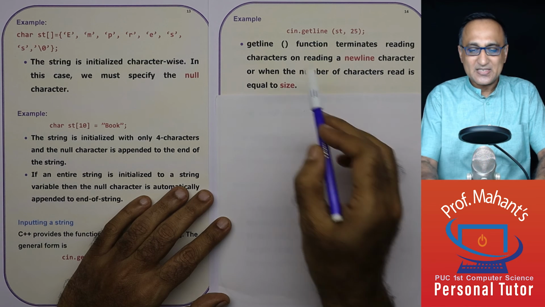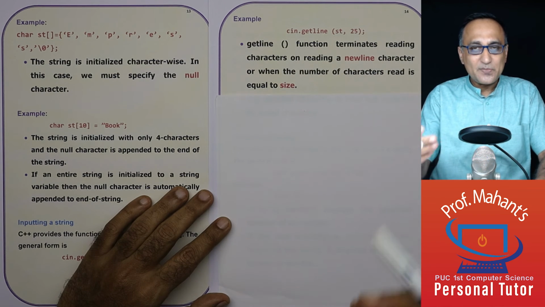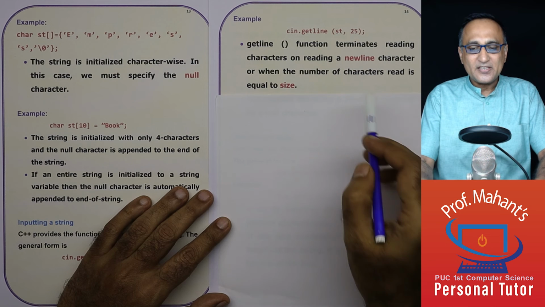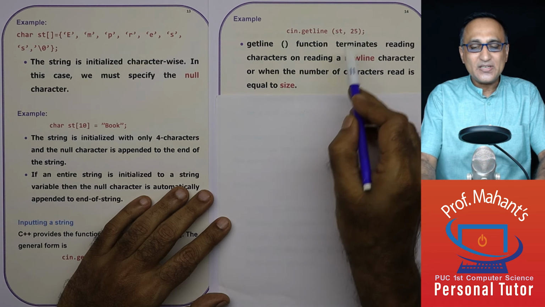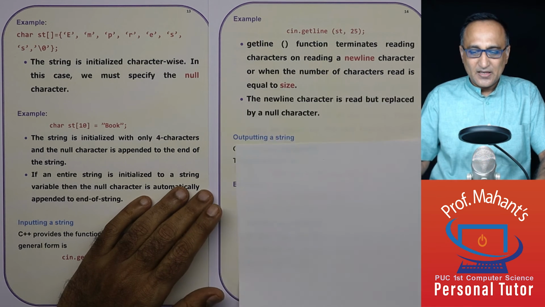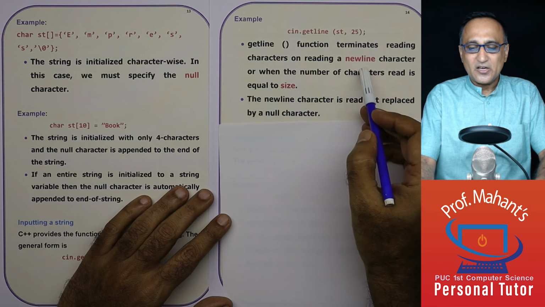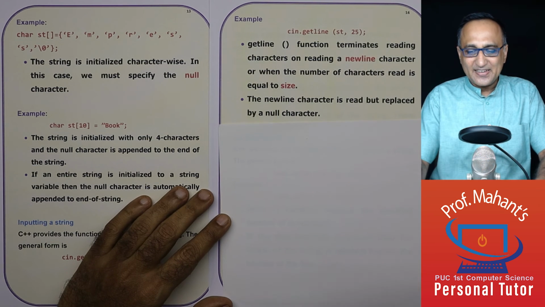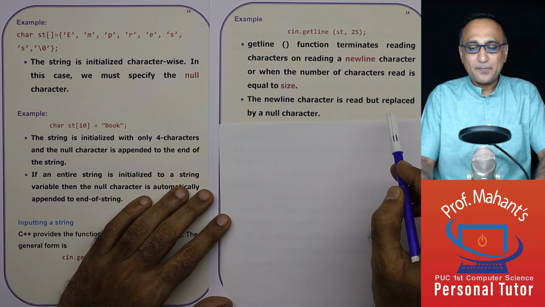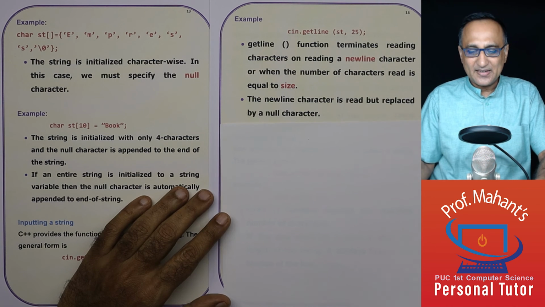So let me repeat this. The getline function keeps reading characters from the keyboard until you press the enter key or the number of characters is equal to the size. So suppose you enter 24 characters, it should stop because one place is required for the null character. Now, in case you enter 10 characters and hit the enter key, that is the new line key, the new line key is automatically read, but it is replaced with the null character.